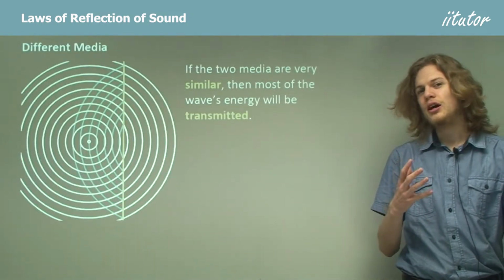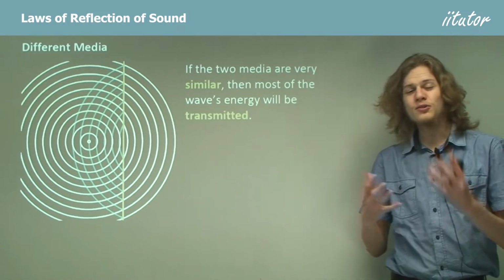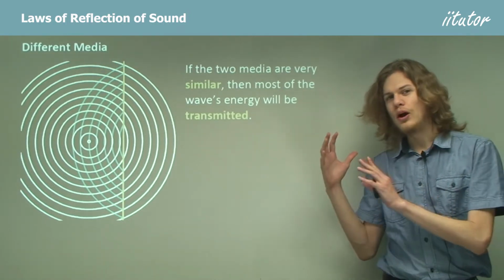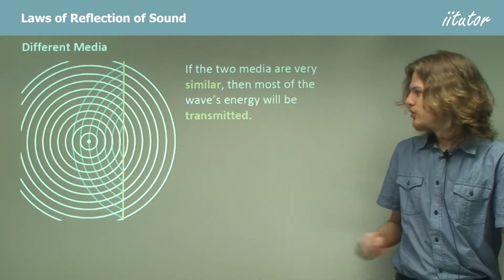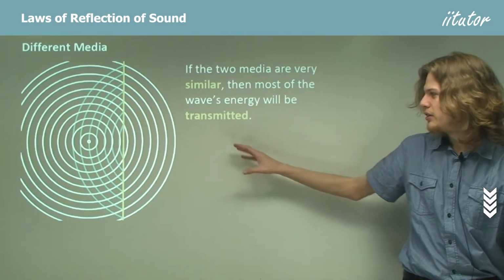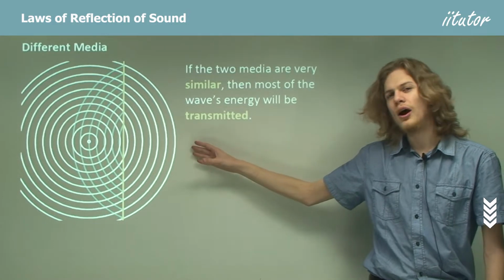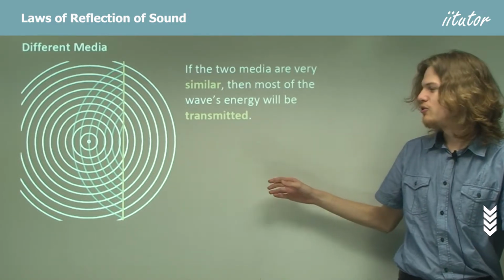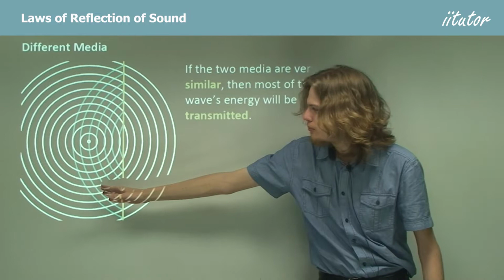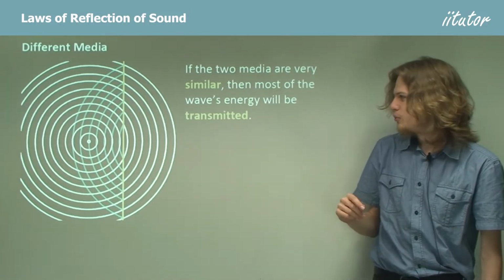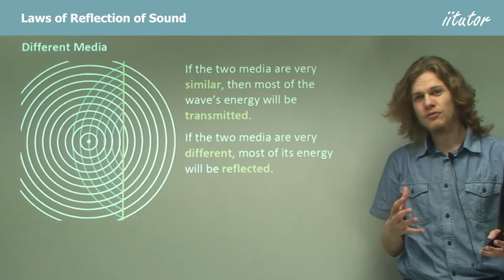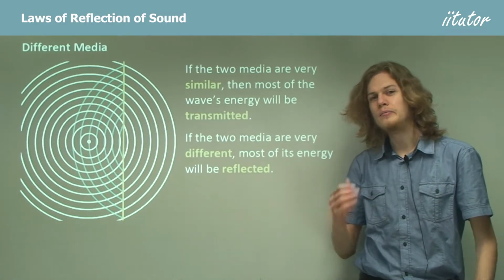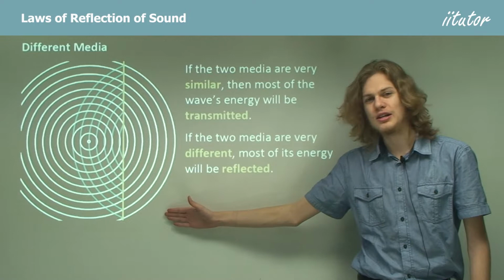So if the two media are very similar, and there's not much difference between the two media, then most of the wave will just go straight through into the new medium as if nothing had happened. In this diagram over here, it will be the white part of the wave to the right of the yellow line. So we can see that the wave has just continued straight on through the boundary. But what about this blue reflection? If the two media are very different, then that blue reflection will carry much more energy than the white transmission.